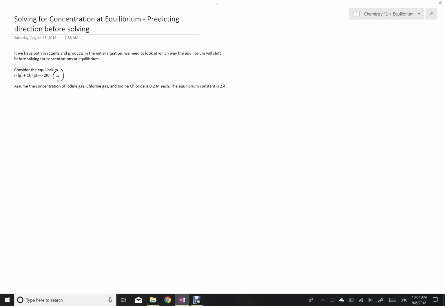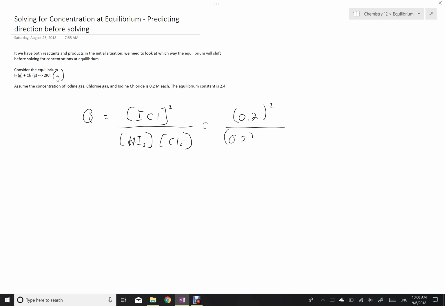To figure out which way the equilibrium is going to go, we're going to use the reaction quotient. So here we're going to have the concentration of iodine chloride over iodine and chlorine. And we include everybody because they're all gases, and their exponents, their coefficients. And each of those is 0.2 molar in the initial situation. So this worked out pretty straightforward.